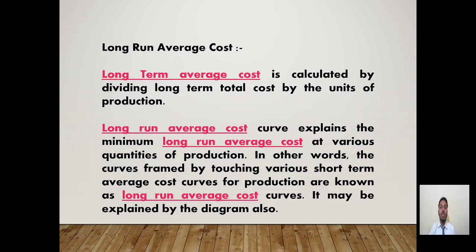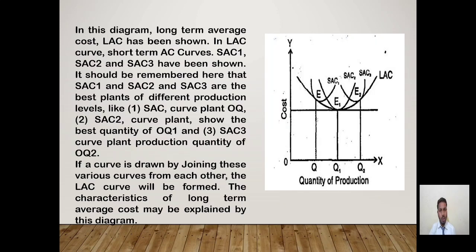Long run average cost is calculated by dividing the total cost by the units of production. The long run average cost curve explains the minimum long run average cost at various quantities of production. In other words, the curve formed by touching various short run average cost curves for producing output is known as the long run average cost curve. It may be explained by the diagram also. In this diagram, long run average cost has been shown. The long run average cost curve is drawn from short run average cost curves: short run average cost first, second and third have been shown.